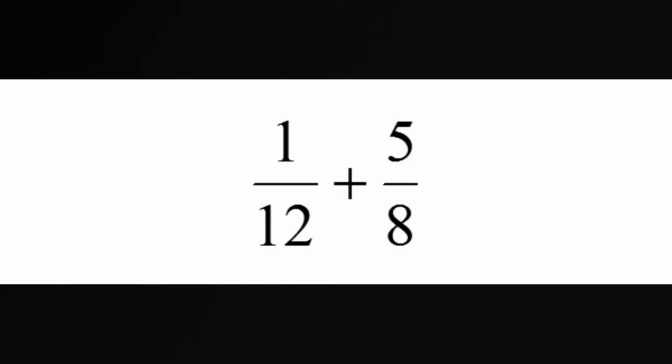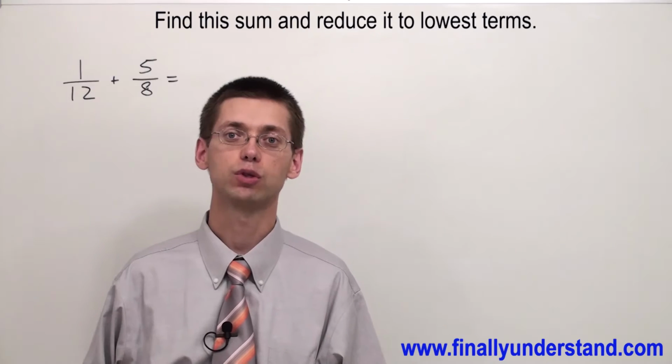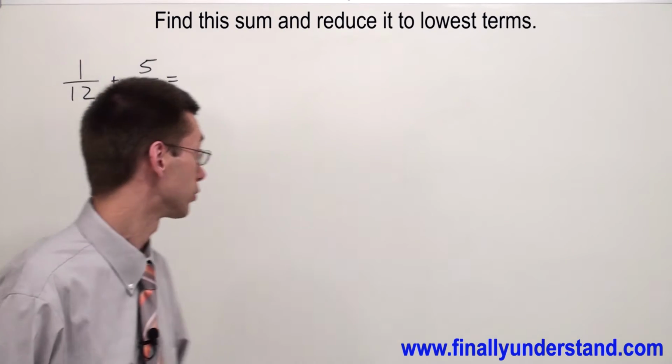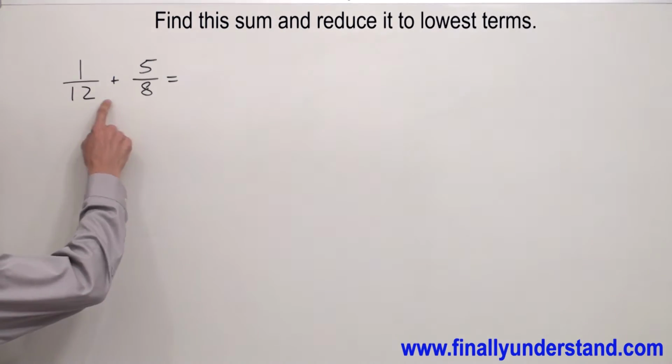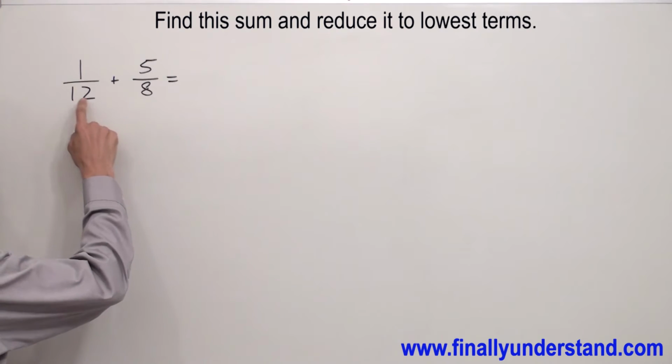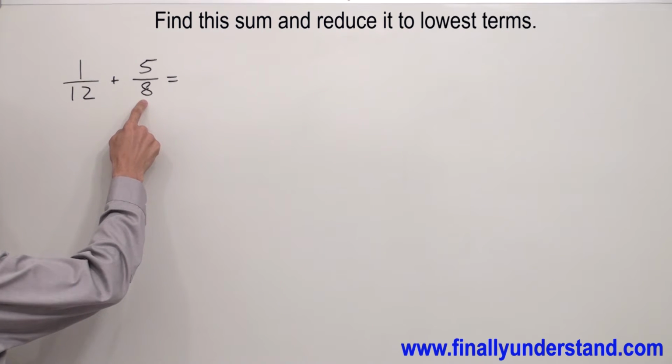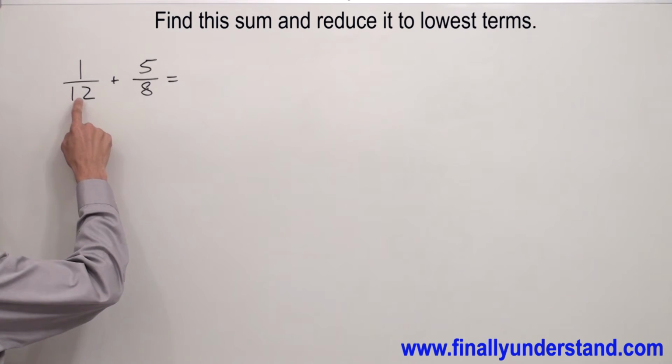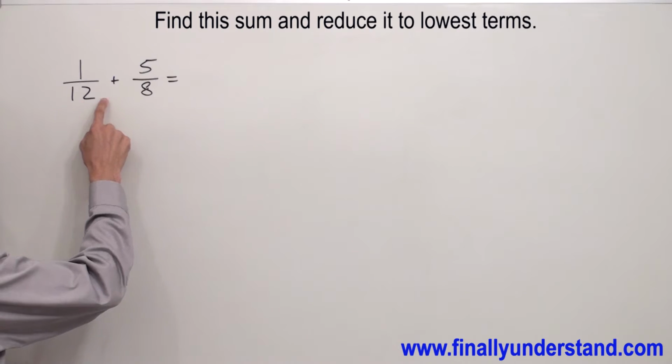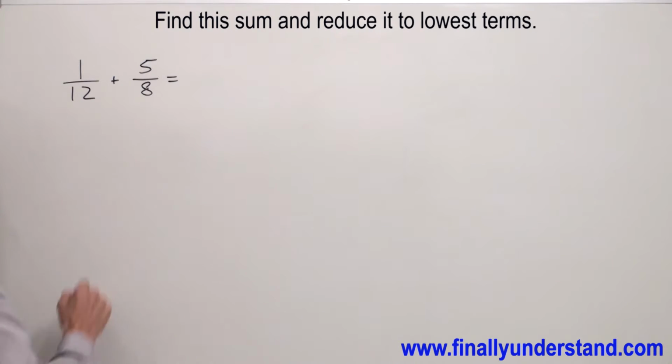Let's solve the following example. We have to add two fractions. The very first thing we're supposed to check is the denominators. Remember, anytime we want to add fractions, we have to make sure that we have the same denominators. In this case, we have different denominators.